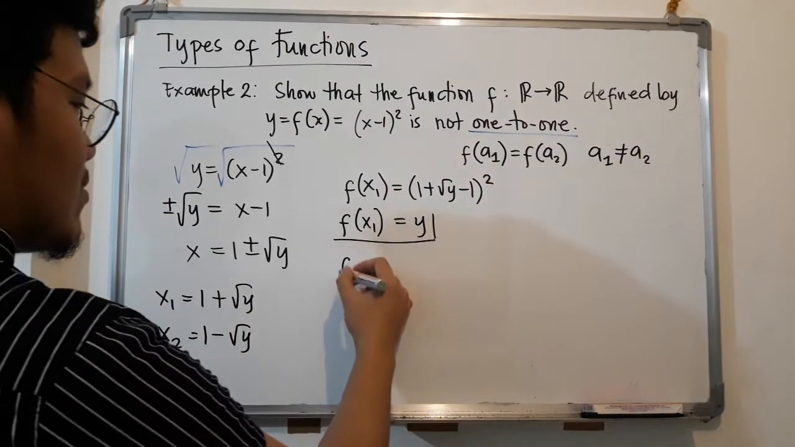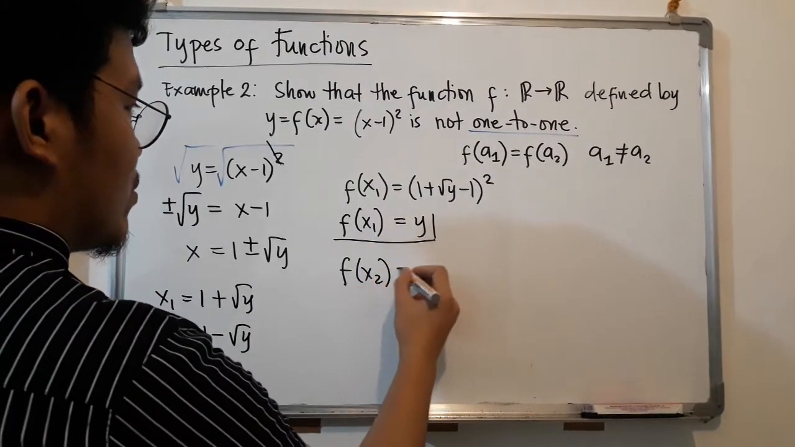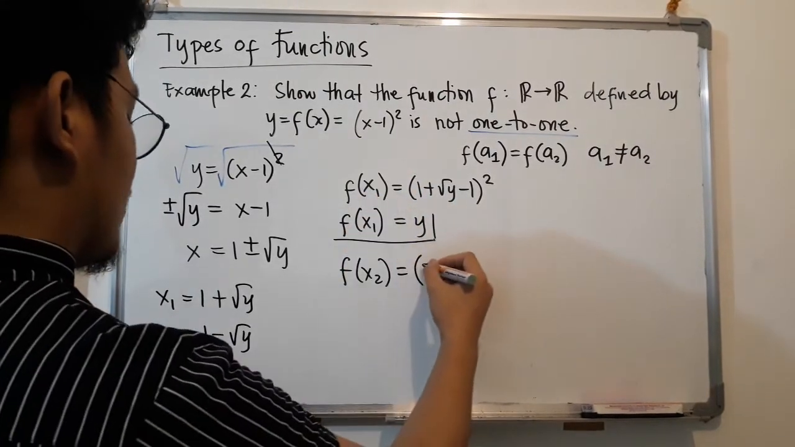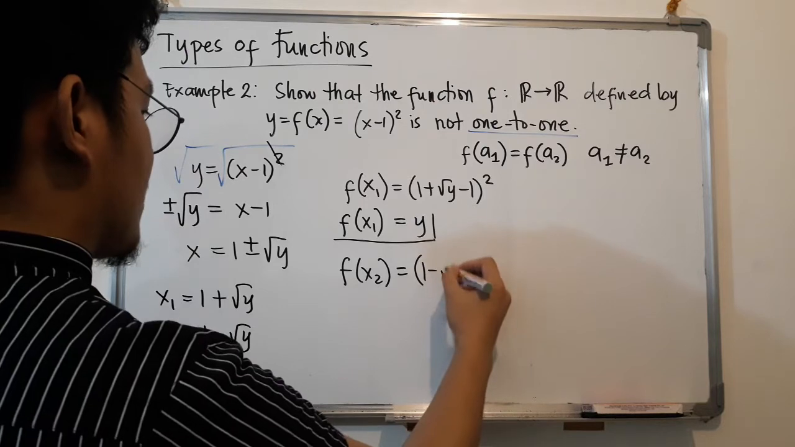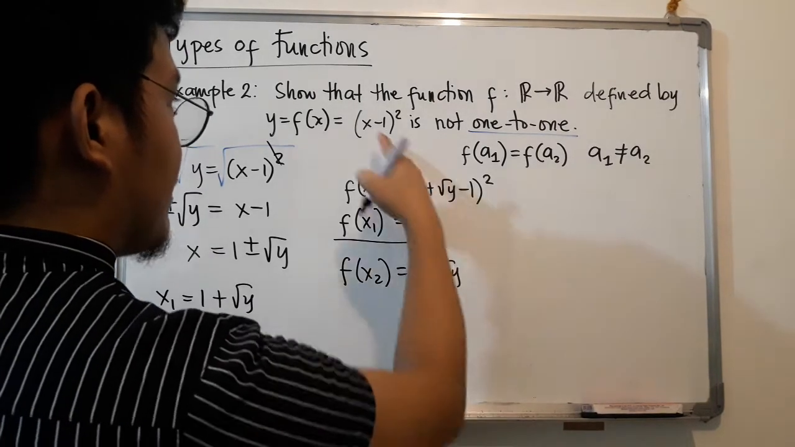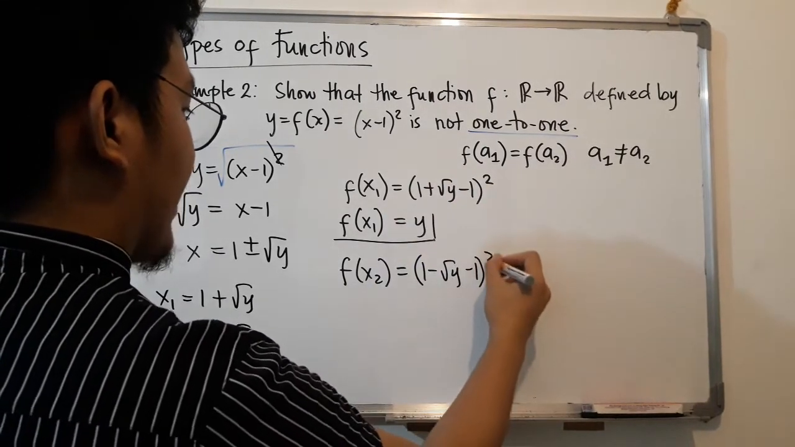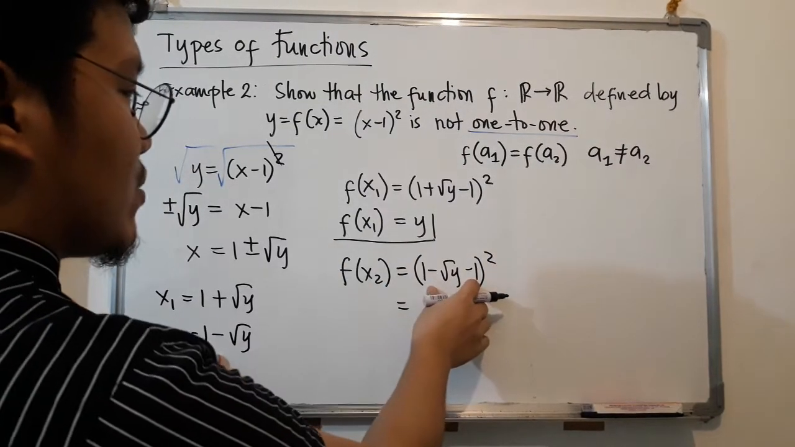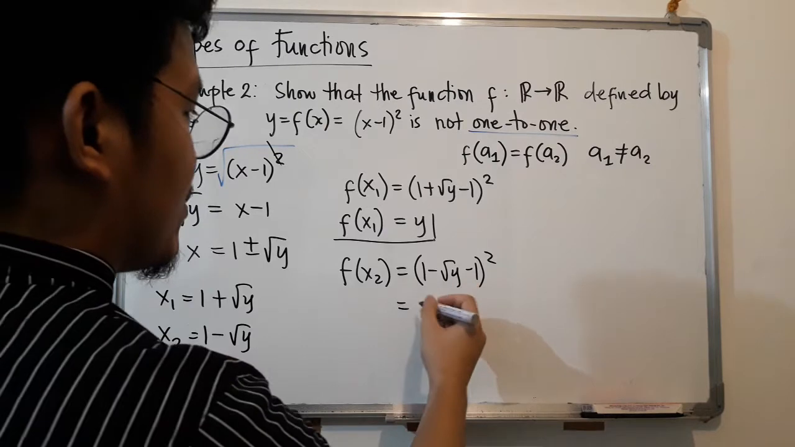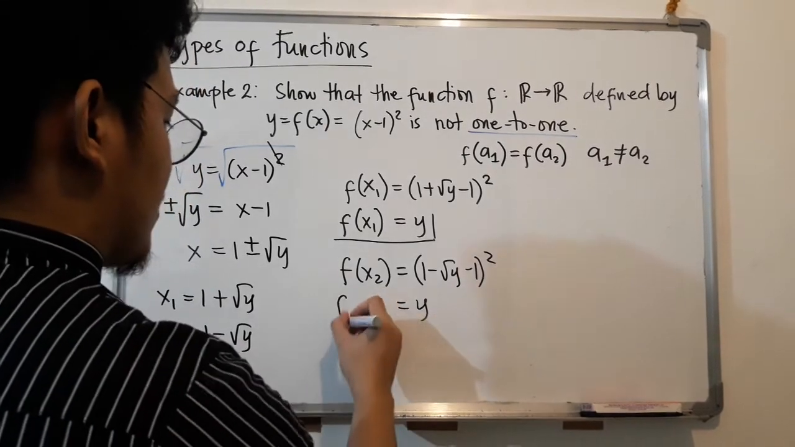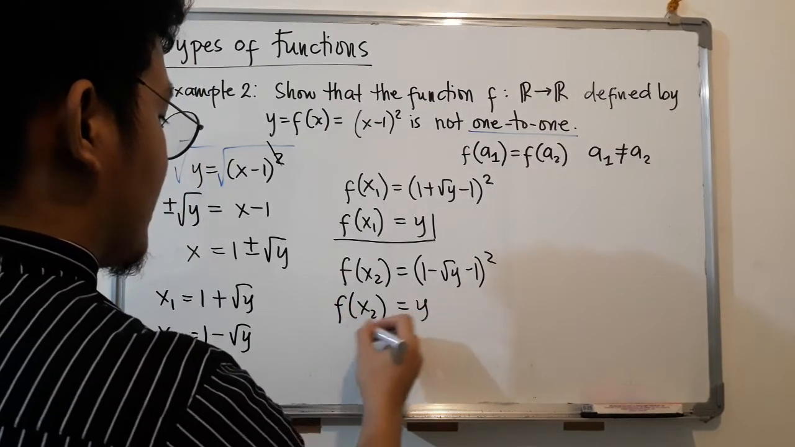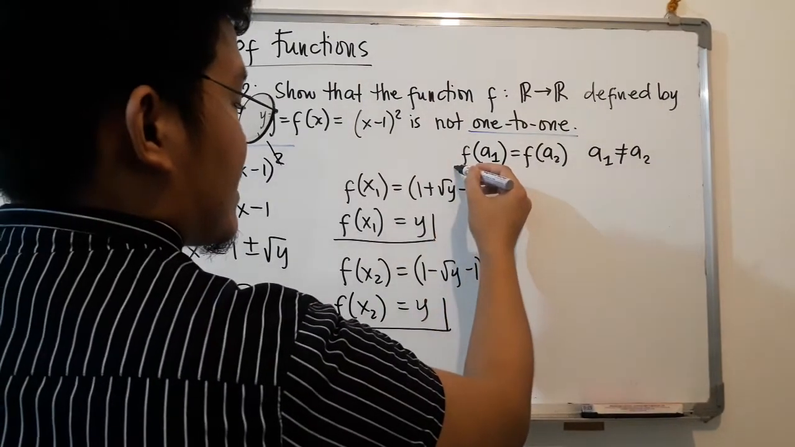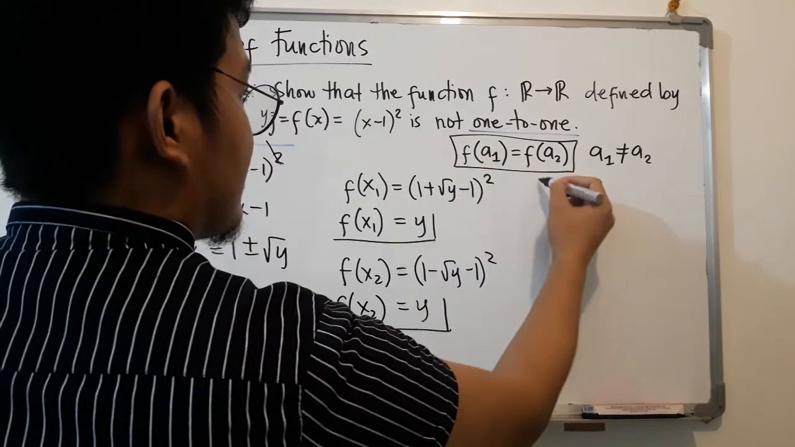How about the function value at x sub 2? So x will be replaced by 1 minus the square root of y, minus 1, squared. So we have negative square root of y to the power of 2, which is y. So the function value at x sub 2 is equal to y. Indeed, this is true, right?